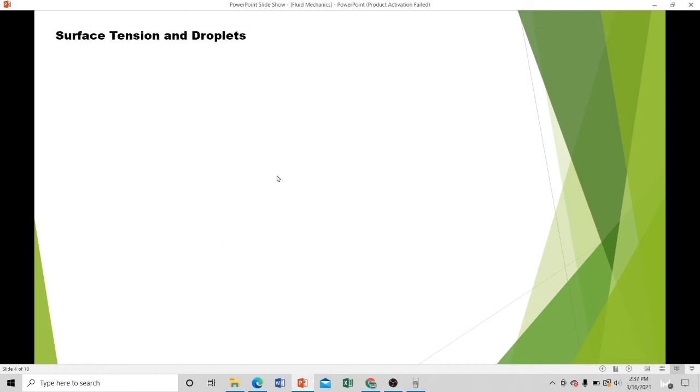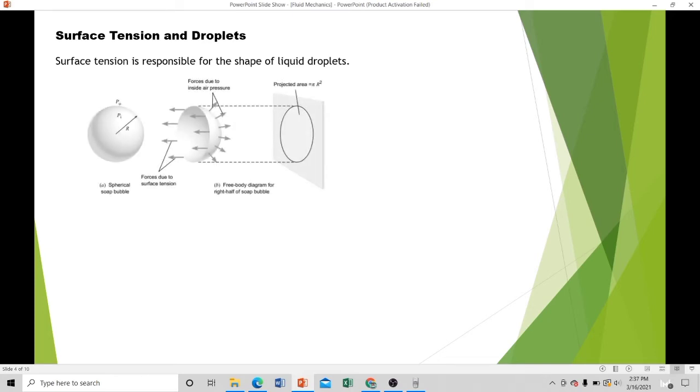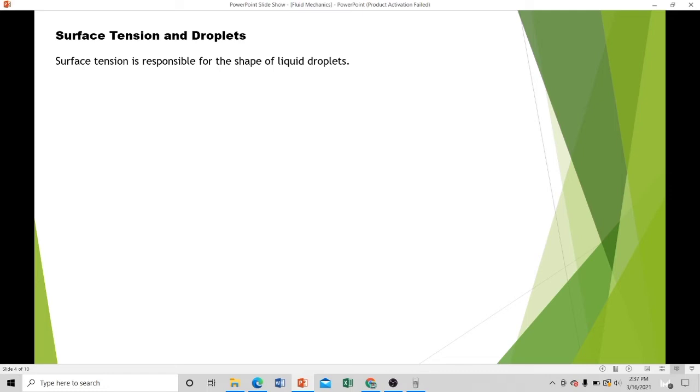Okay, so surface tension in droplets. Surface tension is responsible for the shape of liquid droplets. Although easily deformed, droplets of water tend to be pulled into a spherical shape by the cohesive force of the surface layer. You may have noticed at your faucet that it forms droplets. That is due to the surface tension.